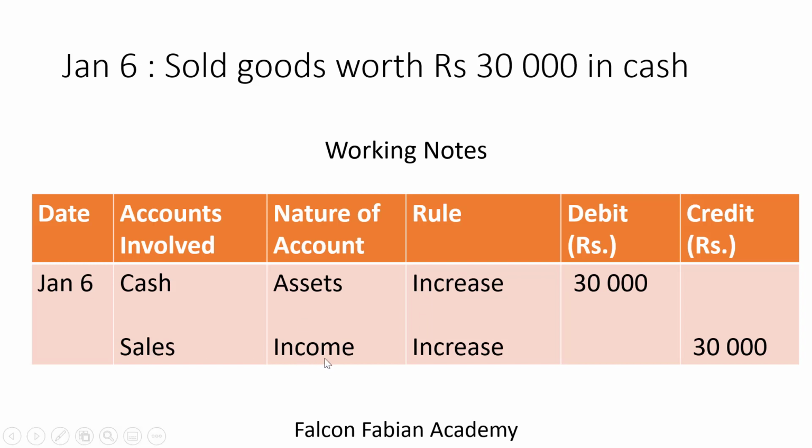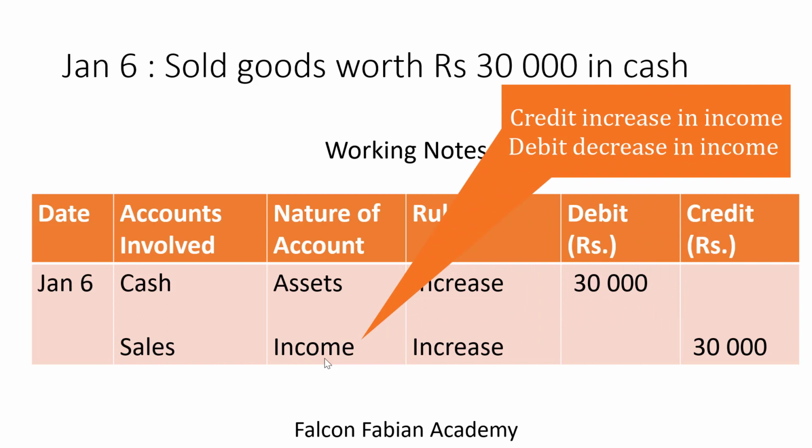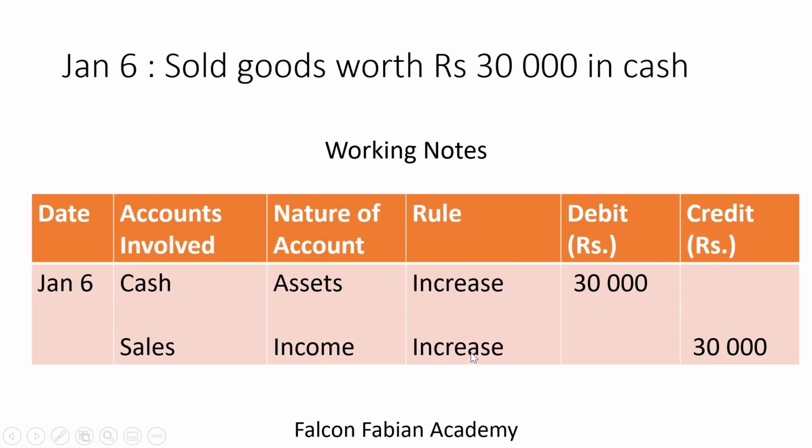Now, sales is an income. And what was the rule for income and gains? So the rule was credit, increase in incomes and gains, and debit, decrease in incomes and gains. When the business does sales, there is increase in income. So in the rule column, we have written increase. And what do we do when there is increase in income? We credit. So sales account would be credited. So the two accounts are cash and sales. Cash is an asset. There is increase in asset, therefore cash account needs to be debited. Sales is an income.